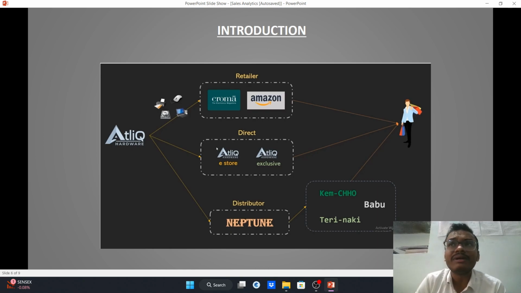Distributor: for example, in certain countries, retailers and direct selling are not allowed. So these companies have a distributor, and these distributors circulate their product to various small retailers. For example, in China, we have a distributor named Neptune. So these are the various types of customers of Atlic Hardware.